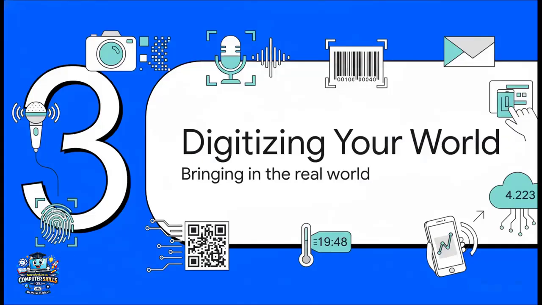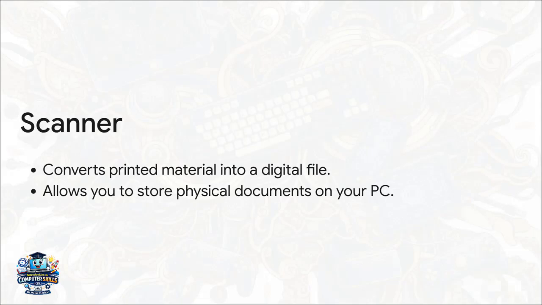Okay, typing and pointing are essential, but what about when we want to take something from our physical world and get it into the computer? That's where this next group of devices comes in. They're all about digitizing our world. Let's start with the scanner. You could think of a scanner as basically a photocopier that's connected to your computer. It takes a physical thing, like a family photo or an important form, and it turns it into a digital file. Suddenly, that piece of paper can be saved, emailed, and edited on your PC.